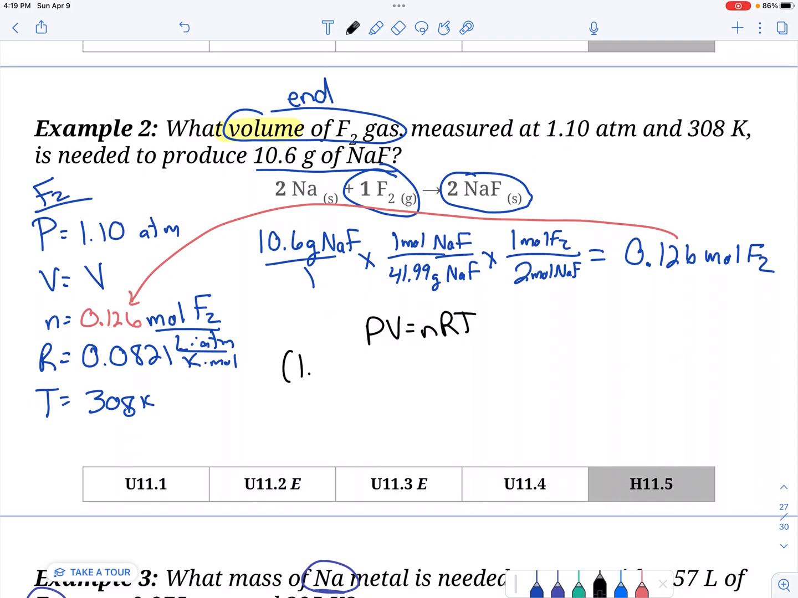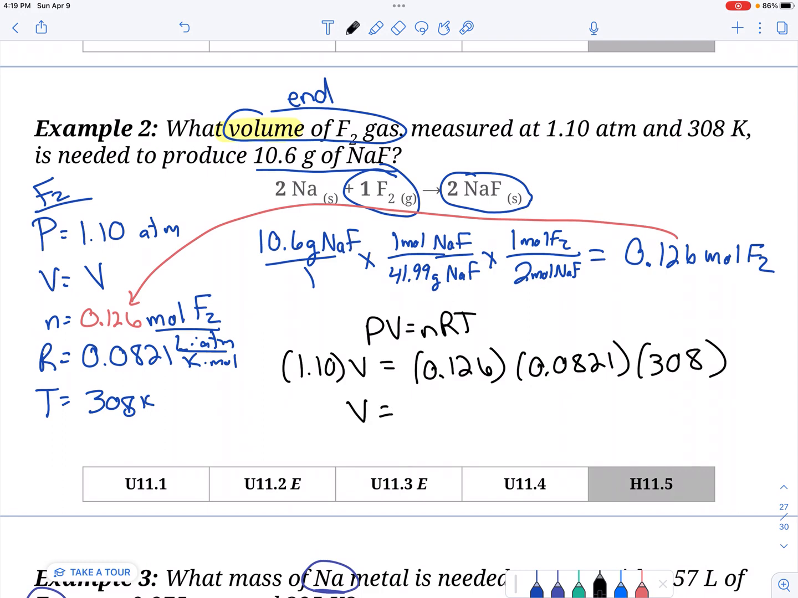So pressure 1.10, we've got a volume, we've got 0.126 moles, we have our R value, and we have our temperature. So for volume, you can do that calculation and end up with a volume of 290 liters. Again, this time we've got 3 sig figs because everything we're working with, pressure, R, temperature, grams, we started with, those all have 3 sig figs.